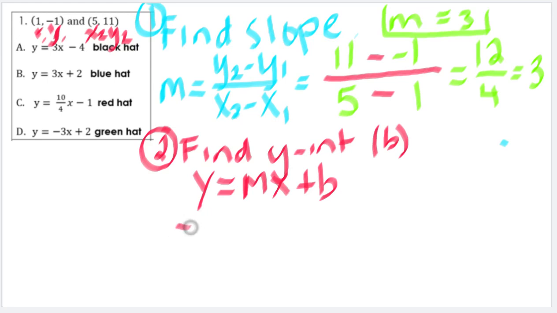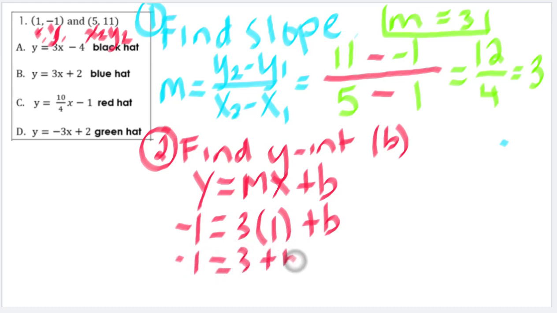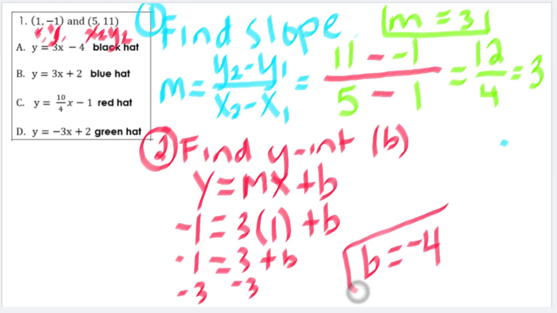So my y is -1 equals m, which is 3, times x, which is 1, plus b. So this is -1 equals 3 plus b. And then I subtract 3 from both sides. b equals -4.